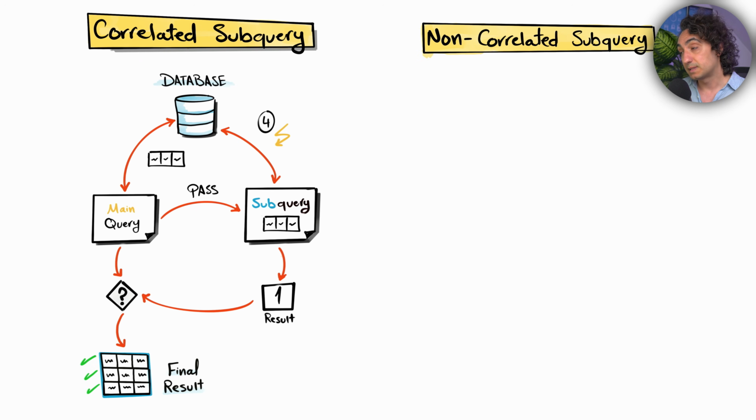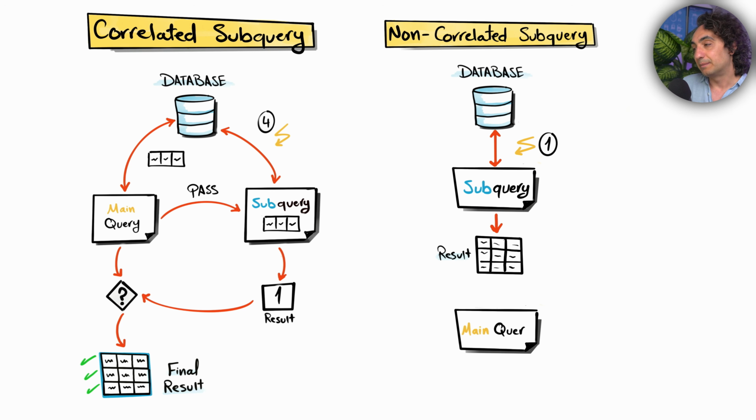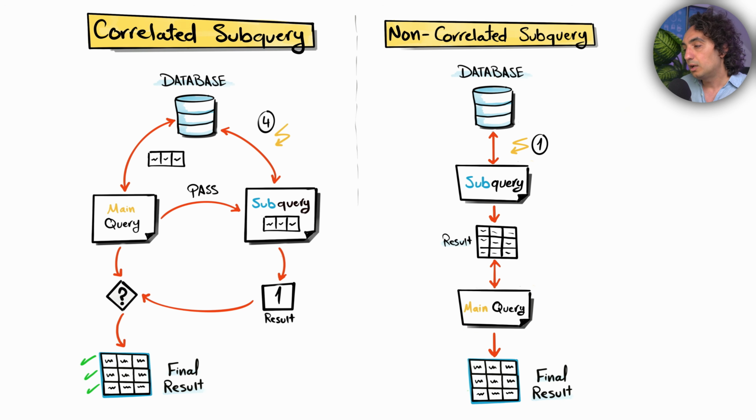So first, the subquery is going to execute on the database only once, and the output of the subquery is going to be like an intermediate result that's going to be used by the main query. So the main query is going to query the intermediate results, and in the output we get the final results. So as you can see, the execution of the non-correlated subquery is straightforward. There are no iterations. Everything is executed only once.